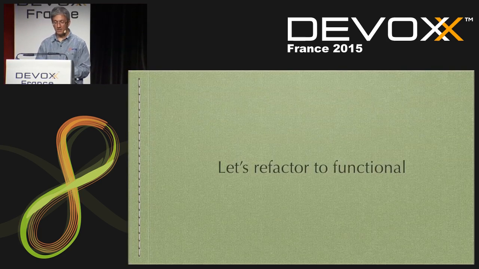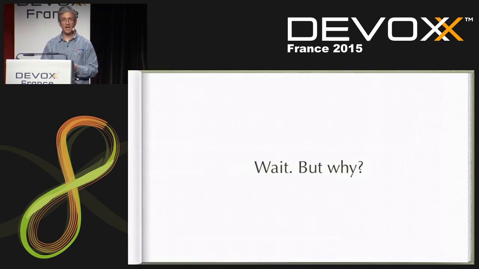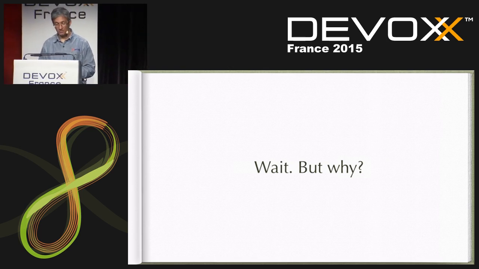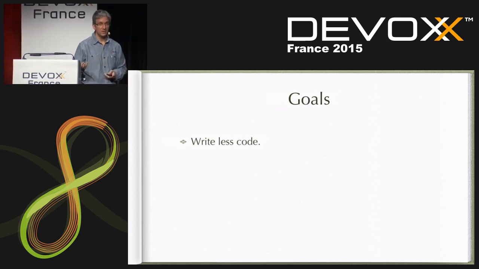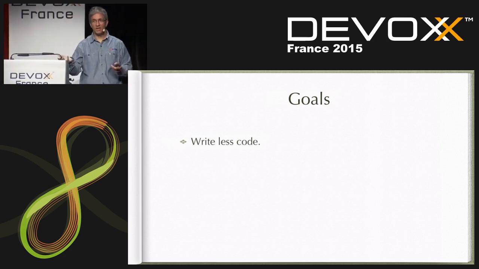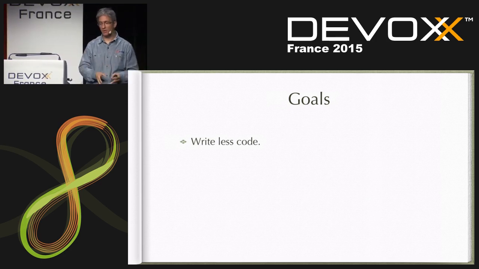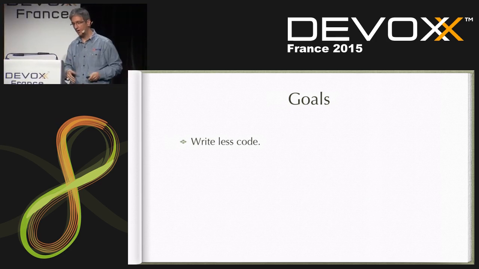Okay? But like a lot of things, as I said, I like to ask the question, why? Why would I want to refactor to functional? So I started to look really deep inside myself. That's just a joke. But I started to look at some of the goals that you have when you're writing code. And my goal is, for example, to write less code. And as I've grown older, I've realized that I have less time to write code, so I really want to cut down, be exact in what I write.